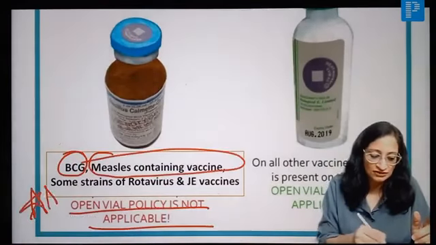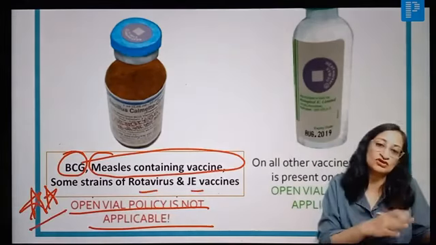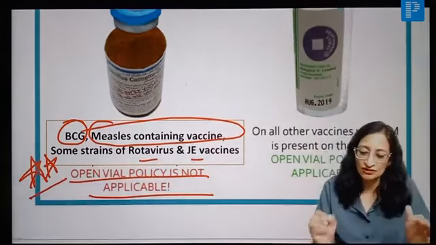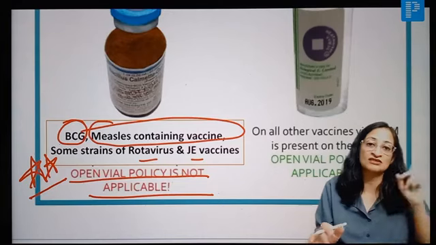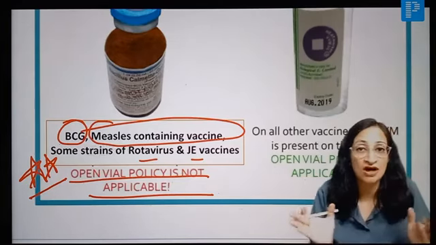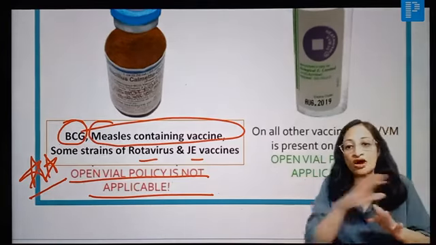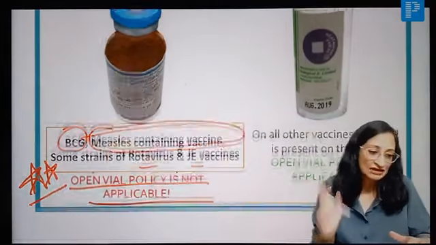Now the open vial policy, remember, is not applicable for BCG, and measles containing vaccine does not follow open vial policy. Some strains of Rota and JE also do not follow, some follow. Most of the vaccines follow open vial policy. But remember, freeze-dried vaccines like BCG and measles containing vaccine like MR do not follow open vial policy. You cannot reuse it in the next session. You can use it at that session only.